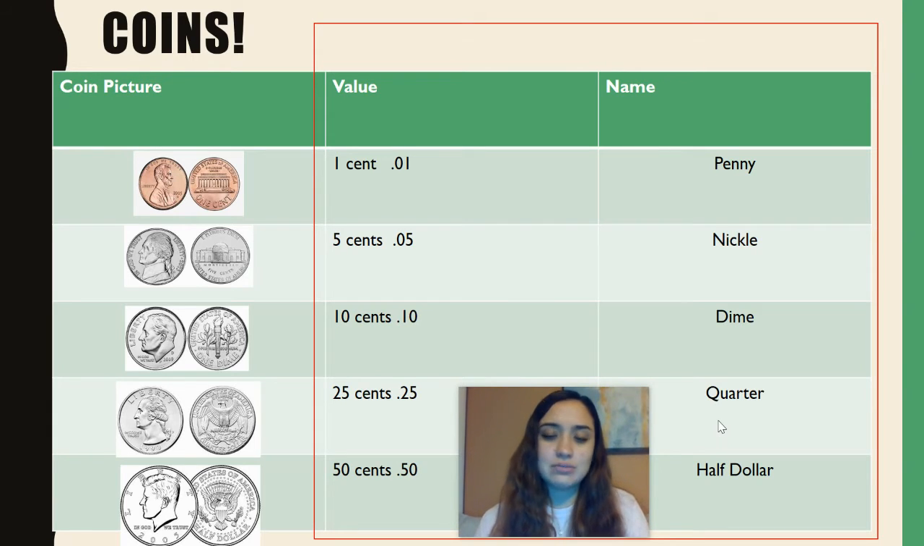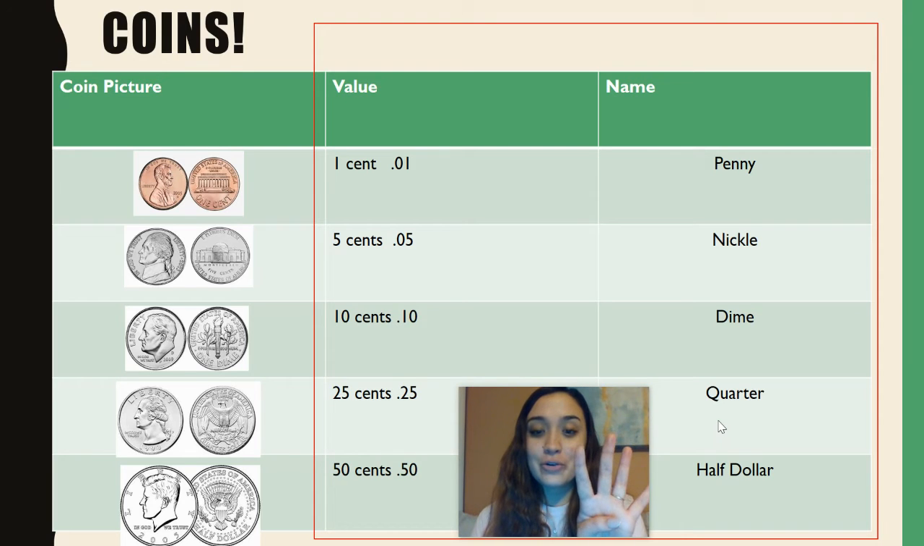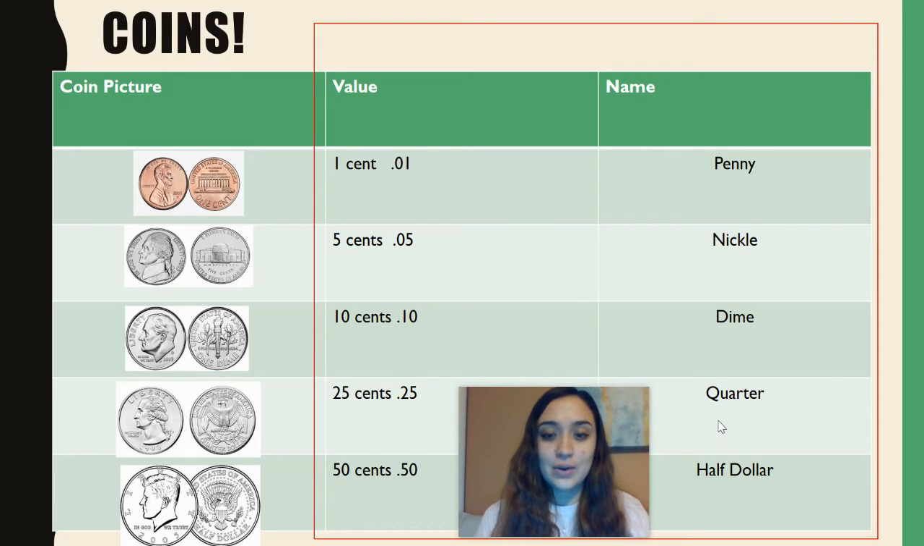How many quarters does it take to make a dollar? What do you think? Show Miss Acosta in the camera with your fingers. Oh, I gave you guys the answers. Yeah, so it should be 4. 4 quarters make a dollar, right? We see lots of quarters all the time.